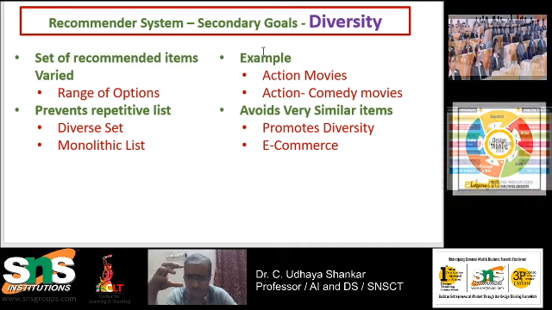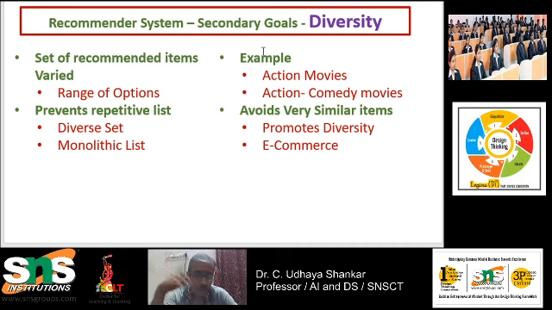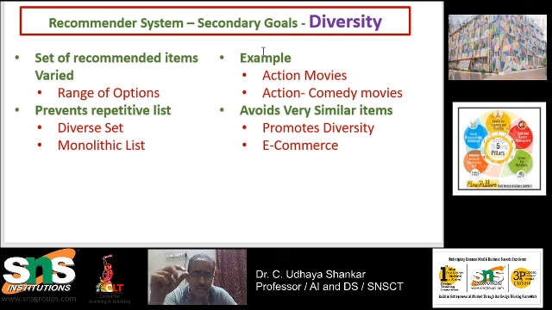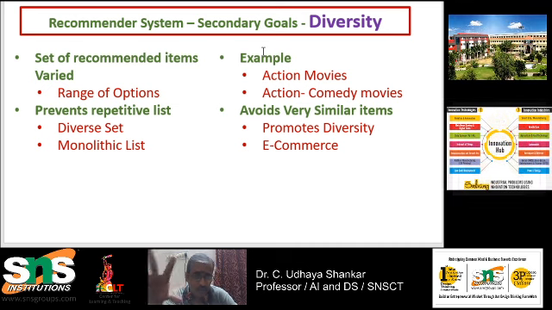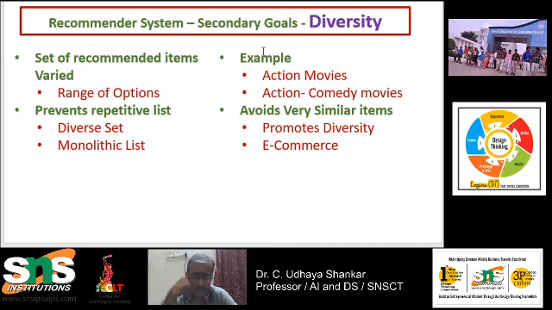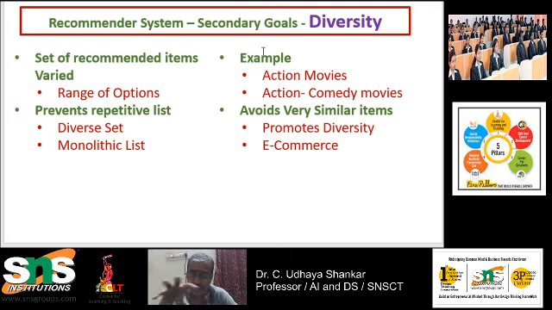Why do we want to go with this diversity? Because by promoting diversity, the system helps the user by exploring different facets of interest, and it avoids recommending items that are very similar to each other. This is very important, especially on e-commerce platforms.